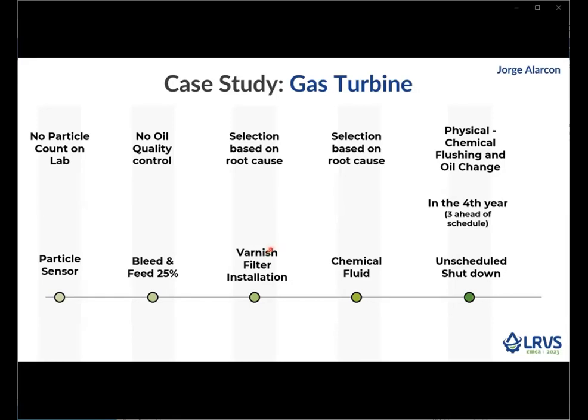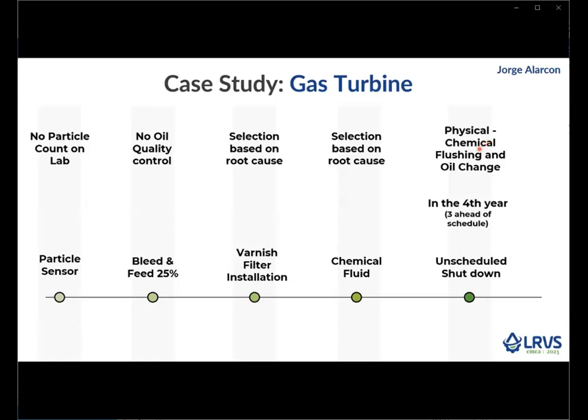When the site decided to put the varnish filter in service, they didn't do it based on a root cause analysis. They did it just because they had the supplier knocking at the door for many years until they had this problem. Again, with the chemical fluid, they didn't run a root cause analysis. They just used it because they were in the middle of a problem that was getting worse and didn't know what was happening. So as a result of all this, they have to do a physical chemical flushing and an oil change.